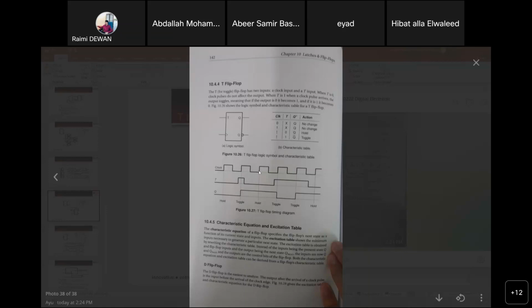Then we go to the next rising edge. At this rising edge, the current T is 0. The current T is 0 means it will go to the hold state, so it will hold the previous value. That's why you continue to have 1 and so on. So this is the T flip-flop.